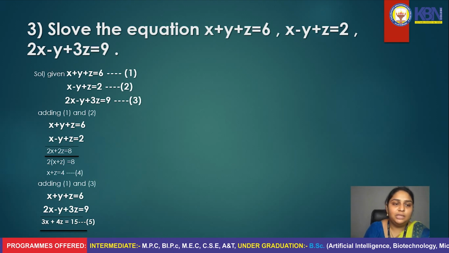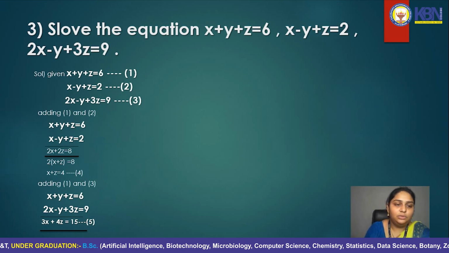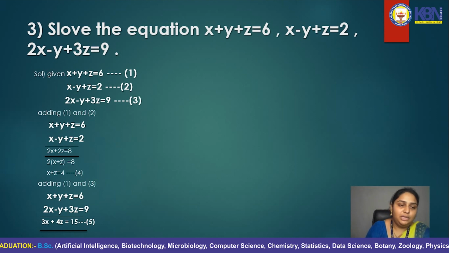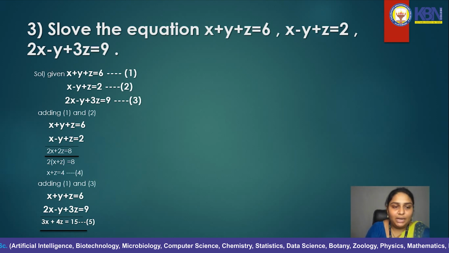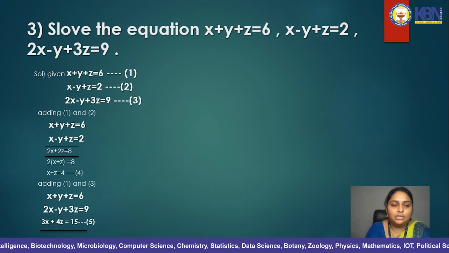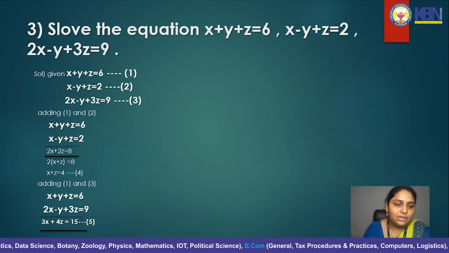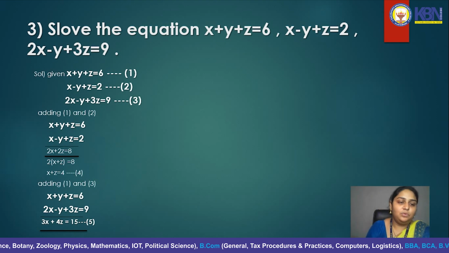Here we are doing the general solving: we add equations 1 and 2, that is x plus y plus z equal to 6 and x minus y plus z equal to 2. After adding these two equations we get 2x plus 2z equal to 8. Then solving it, 2 into x plus z equal to 8. Cancelling 2 on both sides, we get x plus z equal to 4. For the purpose of the next step, we take it as equation 4.